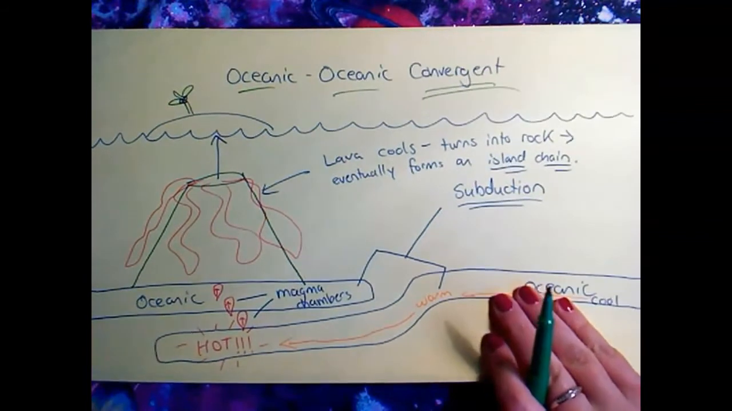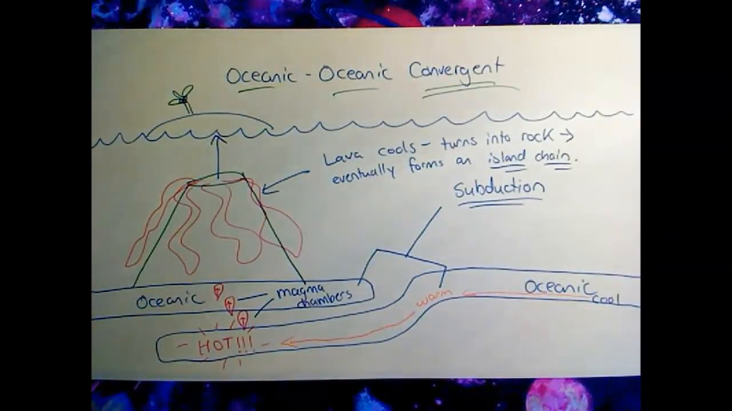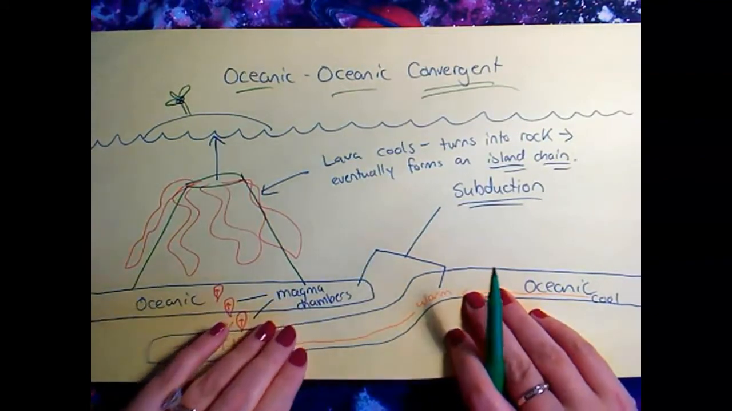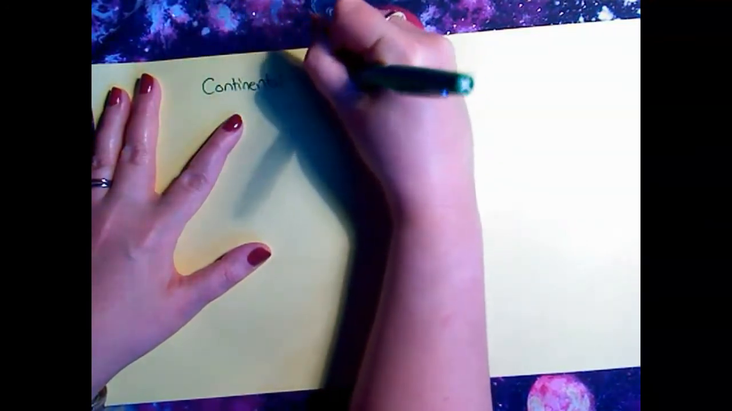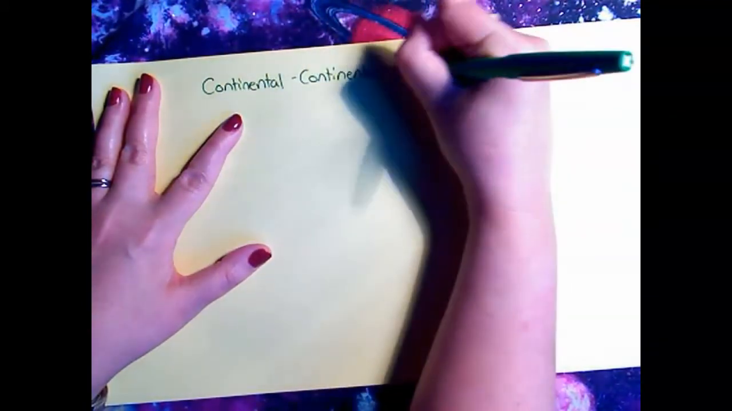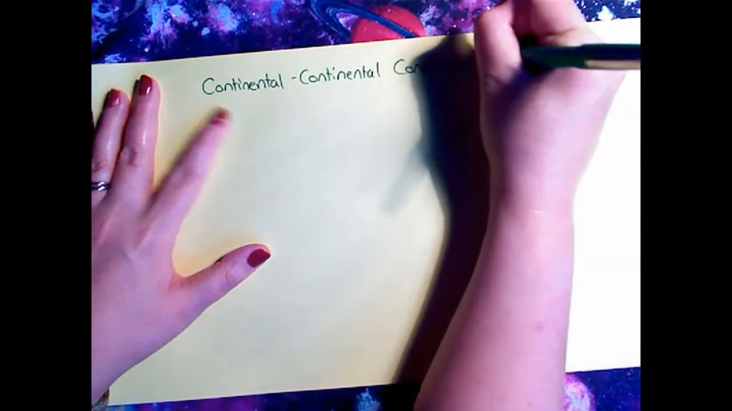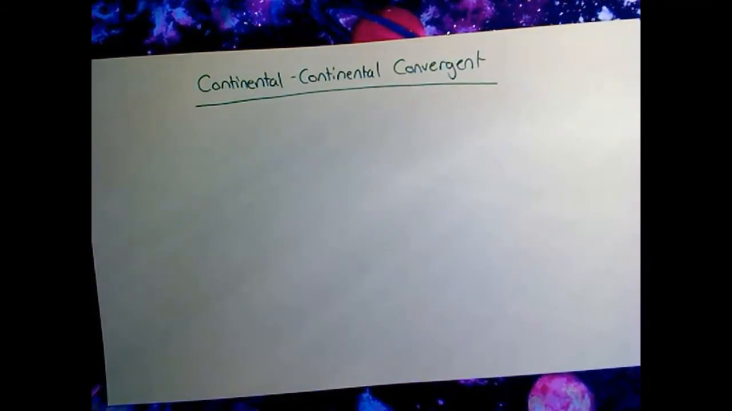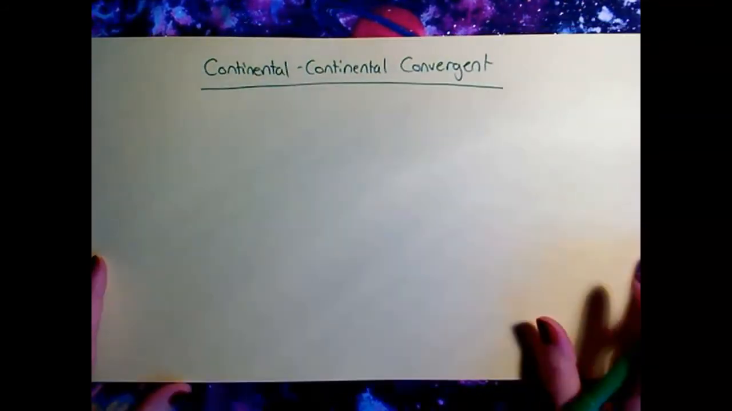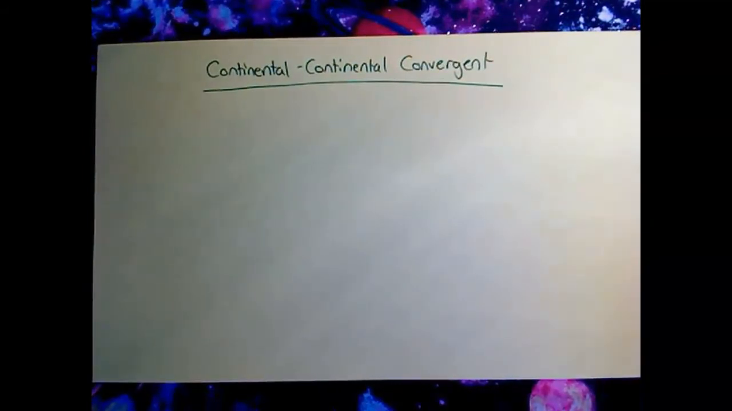And the only option we have left to discuss is what happens when we have two pieces of continental crust that are going to run into each other. So this is where we're going to talk about continental convergent plate boundaries. And I think this one is really interesting because we live right in the beautiful Appalachian Mountains, and this is how our mountains were formed.